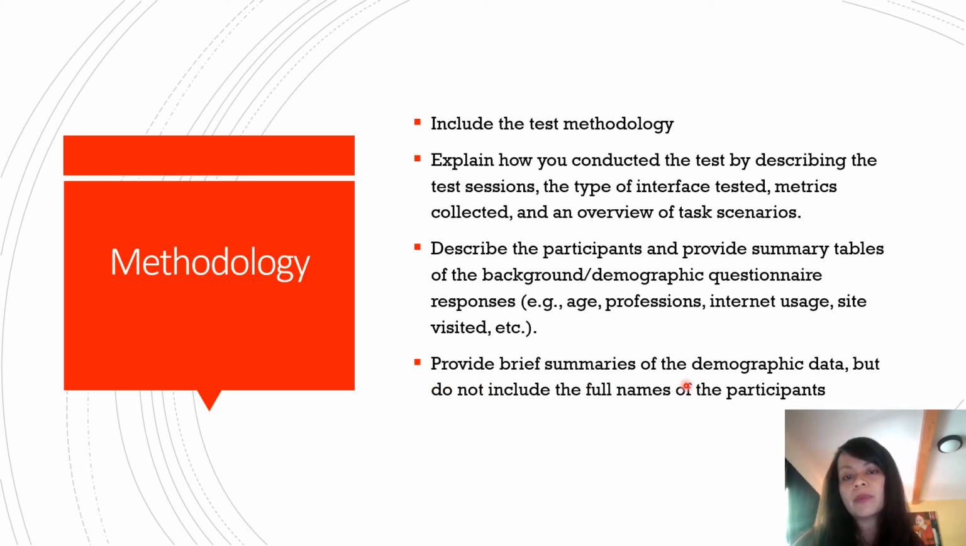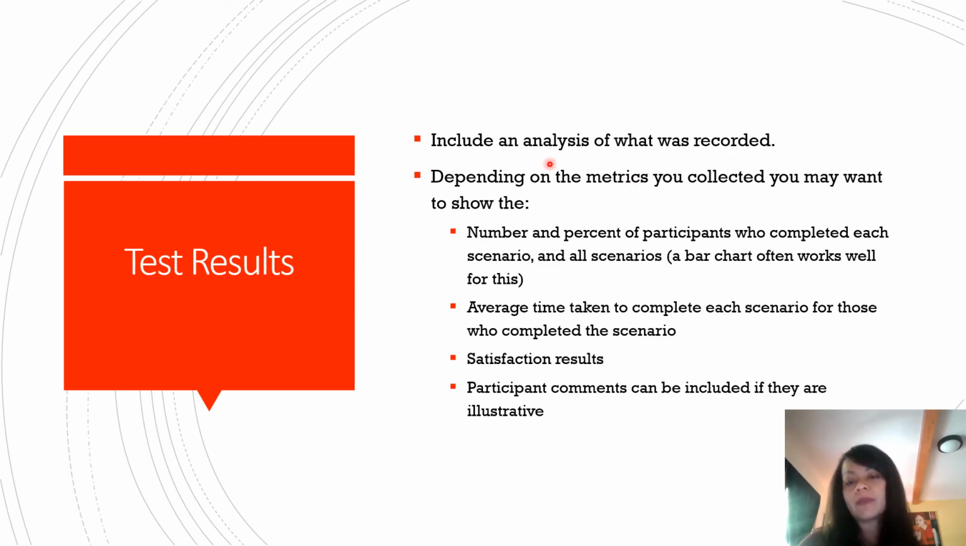Then you want to provide brief summaries of the demographic data, but do not include the full names of the participants. Obviously I know who is going to be in your test group, but I'm just trying to get you prepared for when you conduct research outside of this class. In a real world situation, you would not include the full name of participants. You can refer to them as subject 1, 2, 3, 4, or you can give them fake names, or you can just refer to them by their first name. You just don't want to make them identifiable.